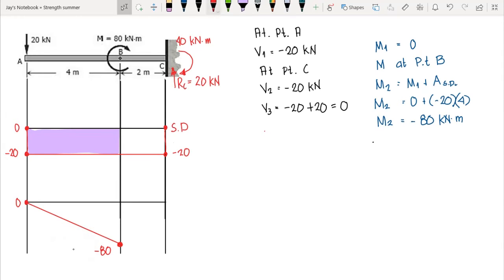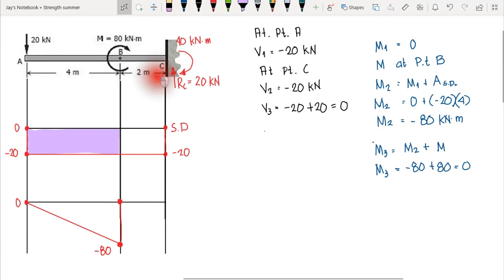Okay, now at point B, we have a couple or external moment that is rotating clockwise. Since we have clockwise, that means this is positive. So therefore, we have our moment 3 here, that is the moment 2 plus the external couple. We have moment 3 is equal to our moment 2, we have negative 80, plus our couple that is positive 80, correct, since that is clockwise. So we have our moment 3 here that is equal to 0. So therefore, we have our point at 0. So it jumps to 0 moment. Okay, that's the location of our new moment.